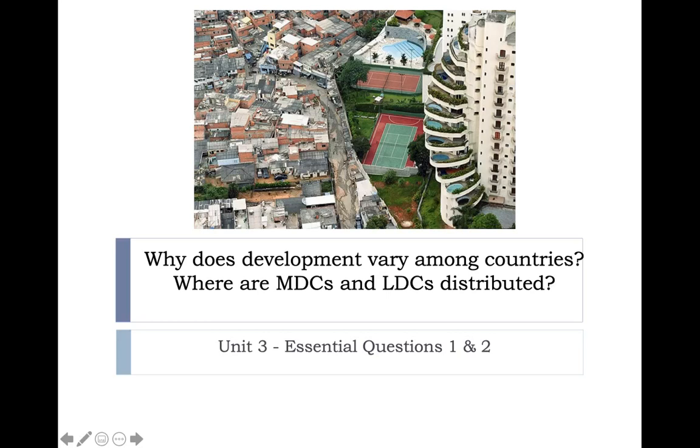Welcome back. Today is your first set of notes on Unit 3. Unit 3 is broken down into two sections, development and industry. These notes are on development. Our two essential questions are, why does development vary among countries, and where are more developed countries and less developed countries distributed?